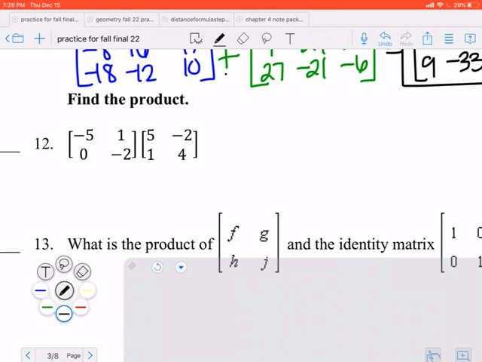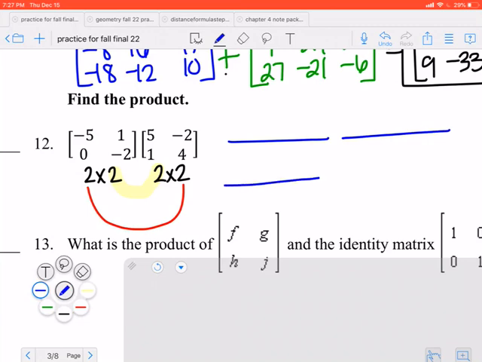Multiplying, row by column, row by column. So if we multiply a 2 by 2 times a 2 by 2, in order to be able to multiply them, the inner dimensions have to be the same number, and they are. And the answer matrix is the outer dimensions. So our answer is going to be a 2 by 2. So I'm going to put big spaces to build a 2 by 2 so I can do the math. Here's our answer matrix.